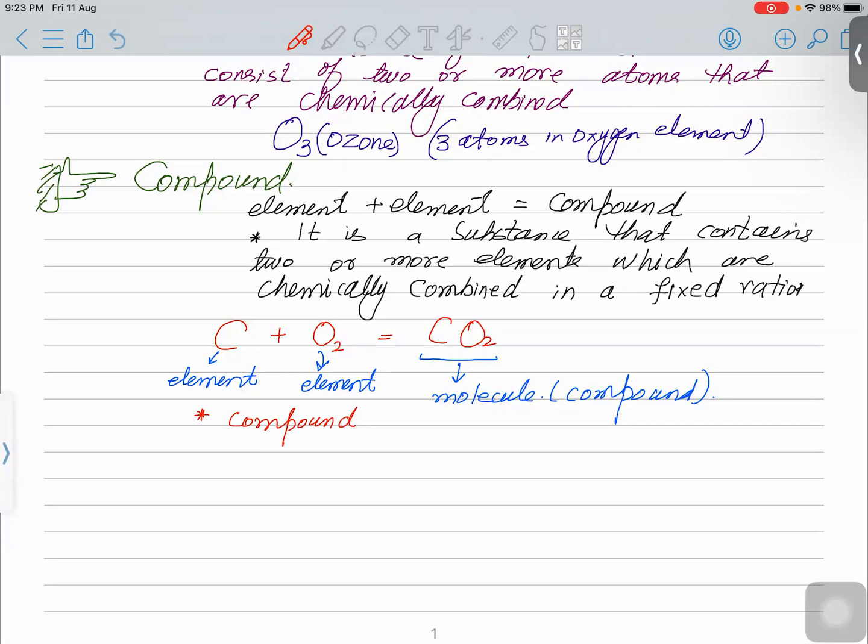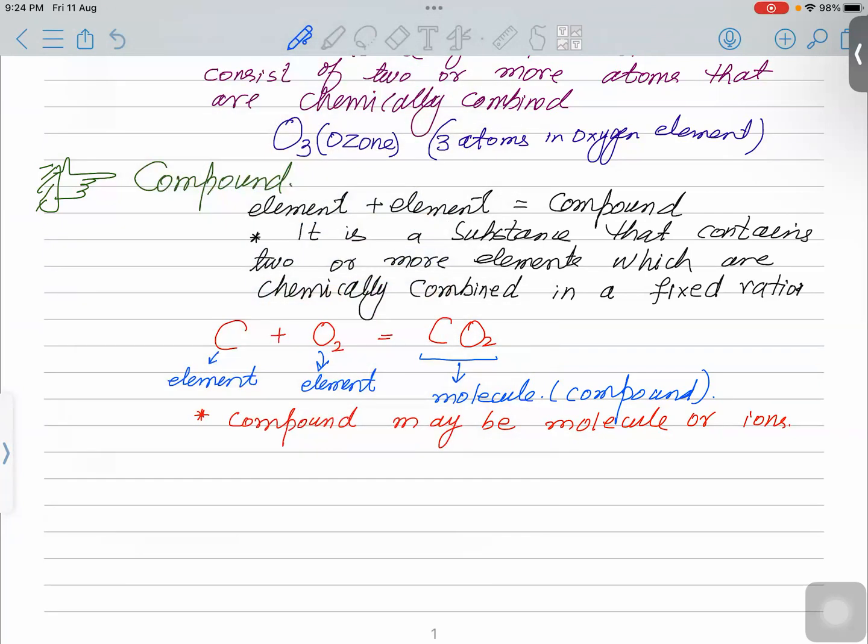After this statement, I will explain, right? After this statement, compound may be molecule or ion. Compound may be molecule or ion.